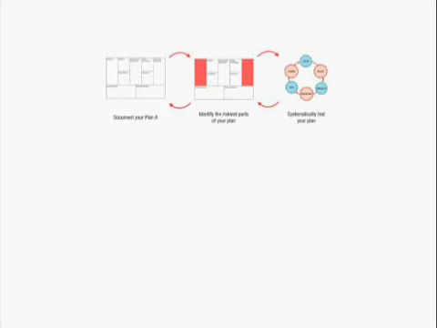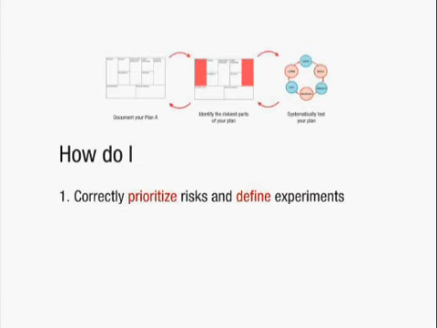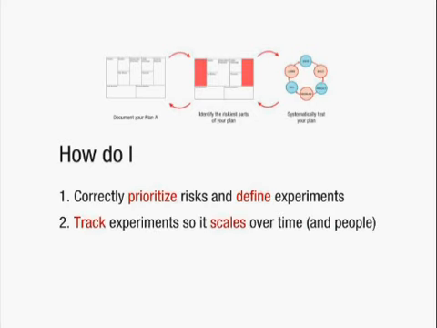And since putting it out there, I frequently get lots and lots of questions. And so there are a lot of these how-to questions, how do I questions, that I aim to answer today. The first is, how do you correctly prioritize and define experiments? So many people do a good job of capturing that initial business model. Some of them do a good job of getting to the risks, but they're not quite sure which are the top risks. So how do you prioritize risks, and then how do you define experiments to go test them? Finally, how do you track these experiments so they scale both over time and as the team grows?